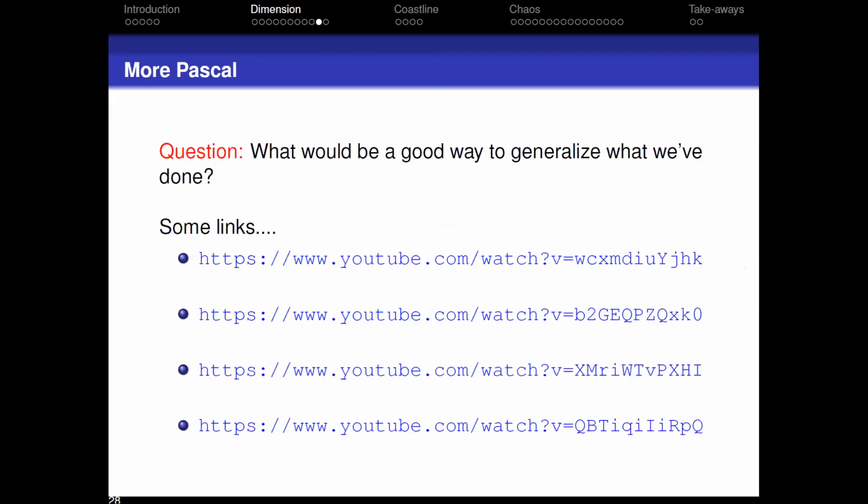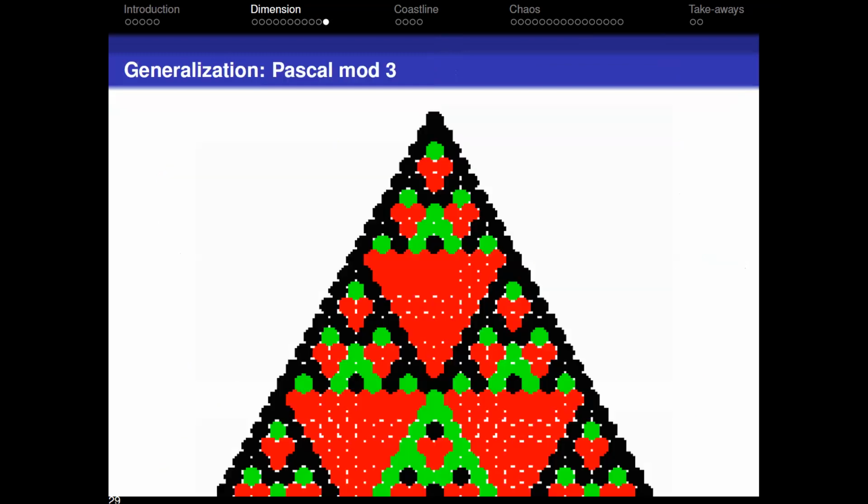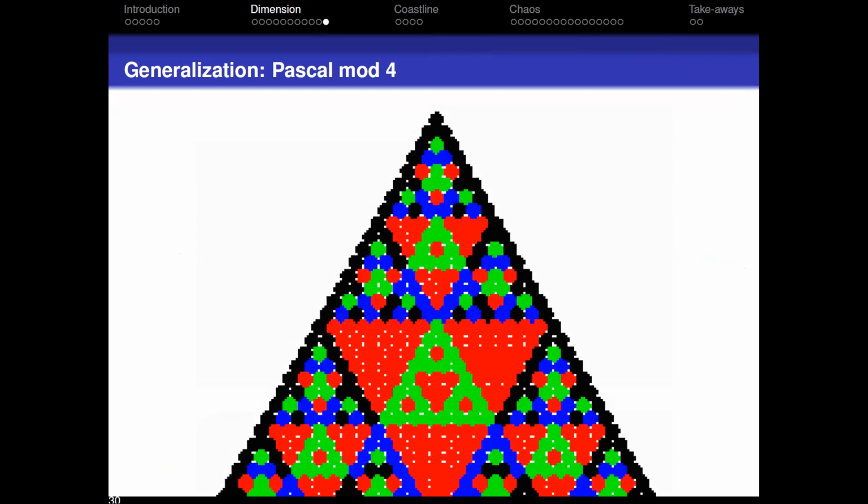There's a lot of different ways you can generalize what we've done. If you're interested, there's a bunch of links you can follow later. Instead of looking at things mod 2, even or odd, you can look at the remainder when I divide by 3 and color it accordingly. Is it 0, 1, or 2? You get lots of different interesting patterns. Here's 4. You can ask, does the number of primes matter? 3 is prime, 4 is 2 squared.